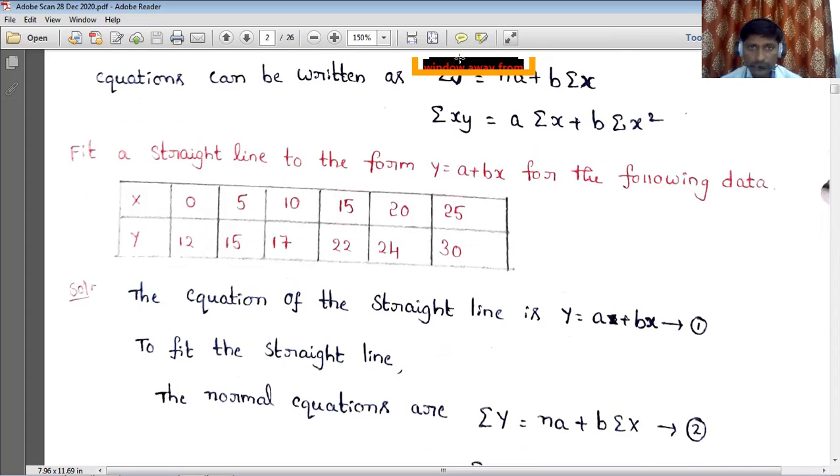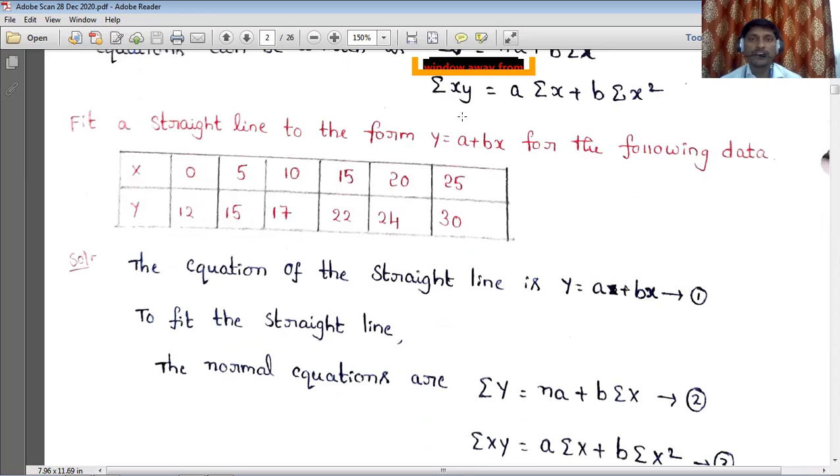First, you need to write these steps as it is. First, the equation of this straight line is y is equal to a plus bx. We didn't write anything new here, just what they mentioned in the given problem, that only we wrote here.